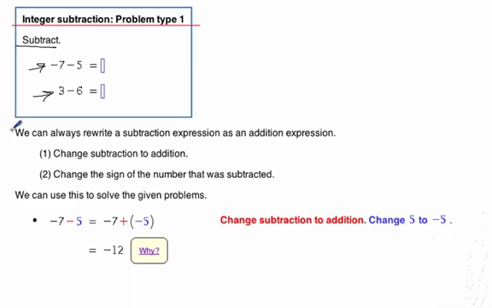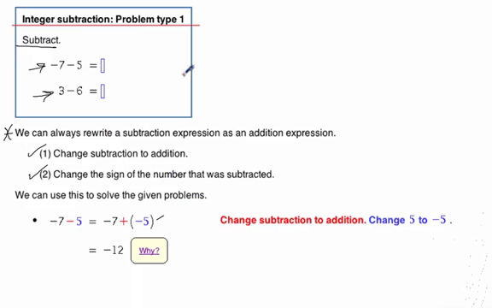Now here's something that you should really put in your notebook. We can always rewrite a subtraction expression as an addition expression. I call this the bump bump. The first thing we do is we change subtraction to addition. Bump. And then the second thing we do is we change the sign of the number that was subtracted. So, bump. So this is what it looks like.